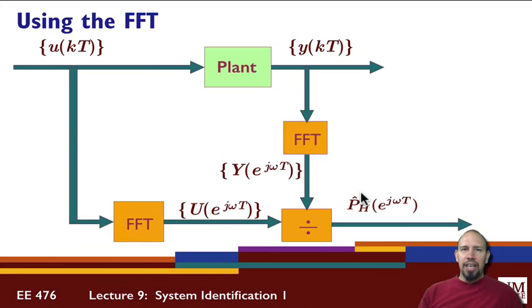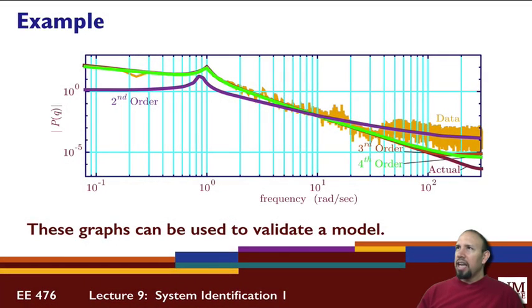So here's an example of the kind of thing that we could get. Here's a system that we have, and we have multiple orders. We have the actual system, a second order model, third order model, fourth order model, and then we have the data. The data here is what we get from our FFT. We take the FFT of y, FFT of u, divide the two, and we get this, and we can plot that as an FRD. That's what this orangish, yellowish color is.